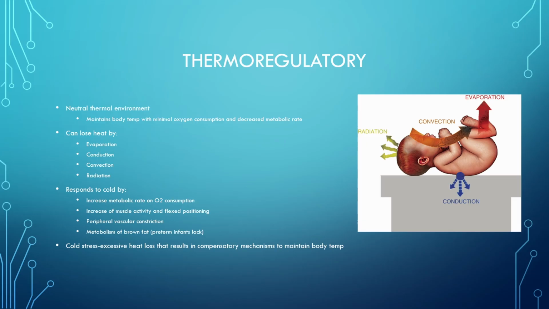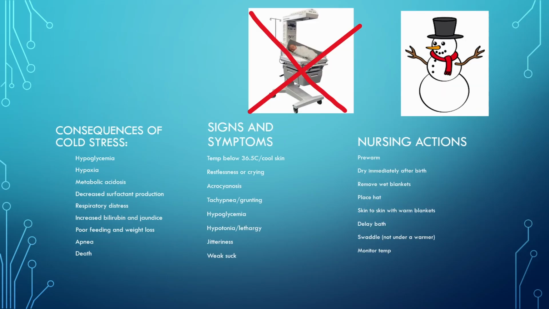So what does that look like? Signs and symptoms of cold stress. Again, the temperature below 36.5. Their skin can be cool. They can be restless or crying. You'll see that acrocyanosis. Their breathing can be changed, so maybe they have tachypnea or they're grunting. They can have hypoglycemia. They can be hypotonic or lethargic. They can be jittery. They can have a really weak suck if they're trying to eat.